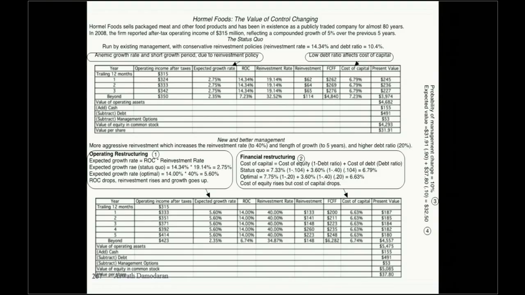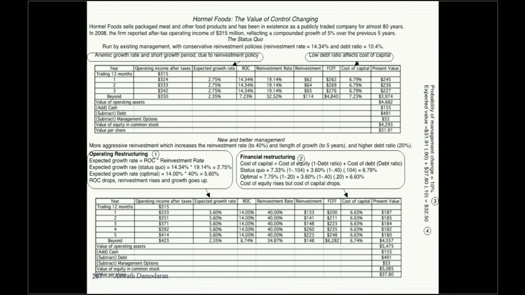I also assumed that their debt ratio would increase to about 20%. And I'll come back and talk about how I came up with the 20%, because you can't just make up debt ratios just because you feel like them. I think they can afford to go up to 20%. What does that do? That lowers their cost of capital. See where this is going? I have a higher growth rate and a lower cost of capital. I redo the valuation with these numbers put in.